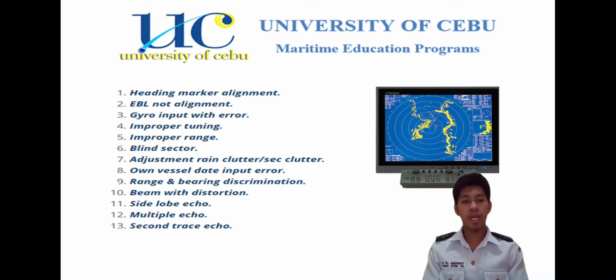These are the following radar errors. 1. Heading marker alignment. 2. ABL not alignment. 3. Gyro input with error. 4. Improper tuning. 5. Improper range. 6. Blind sector. 7. Adjustment ring clutter or sea clutter. 8. On bezel data input error. 9. Range and bearing discrimination. 10. Beam width distortion. 11. Side lobe echo. 12. Multiple echo. 13. Second trace echo.